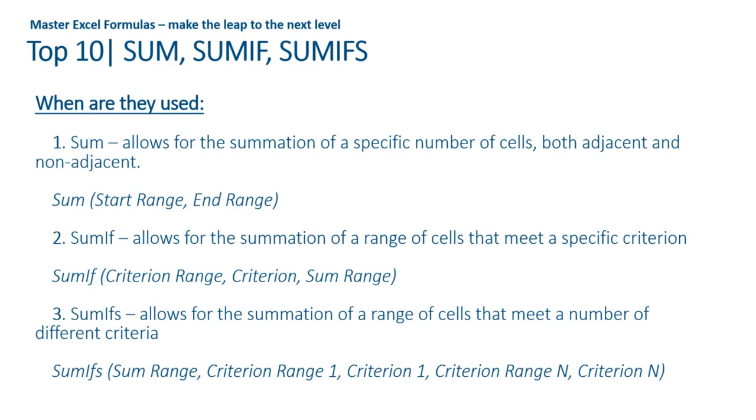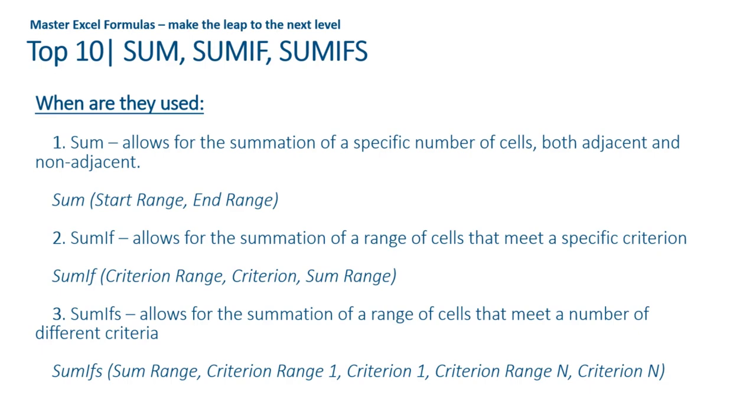That is the sum group of formulas, which includes SUM, SUMIF, and SUMIFS. So SUM is probably the most simple function in Excel. In terms of the structure of the function, you need to have a start range and an end range. So a start cell, really, and an end cell as well. When is this function used? It is used every time you want to actually sum something.